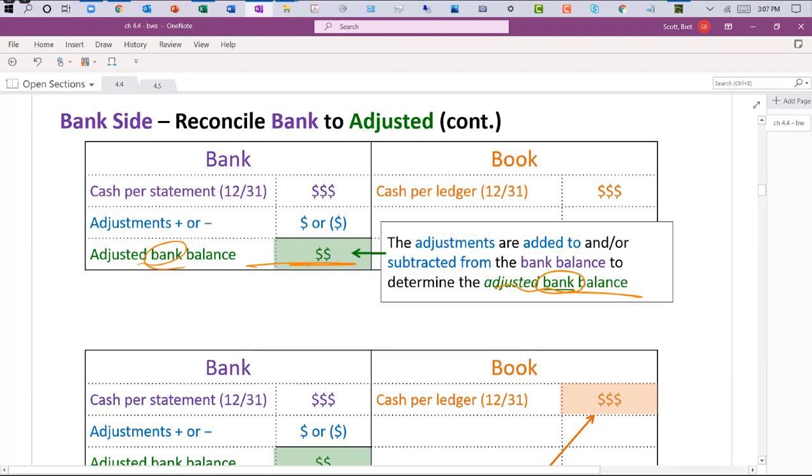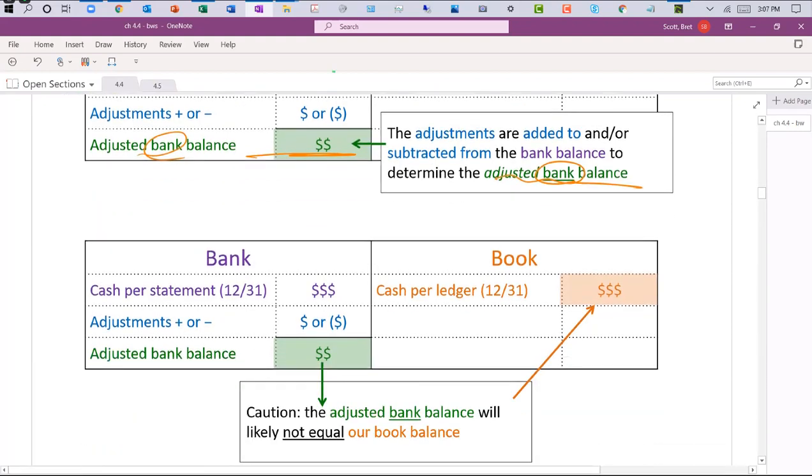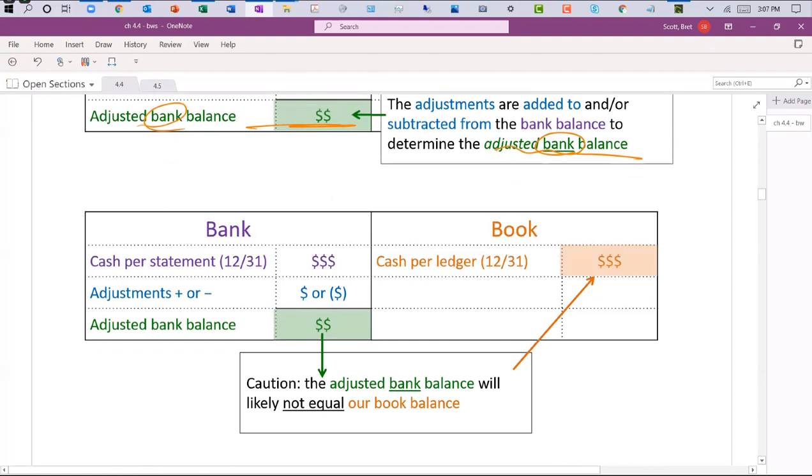Now, given that we've done this, don't expect to go to the bank with this information and say, hey, you guys need to update my bank balance. It's too out of whack for whatever reason. They're just not going to care. This is for our own purposes. We need to know why the bank balance is maybe too high or too low relative to what we think it should be. The caution you have to worry about is that when you come up with an adjusted bank balance, realize that it will not likely equal our T account balance. And the reason why this will not equal our T account balance is because there are things the bank has done that we haven't recorded yet.